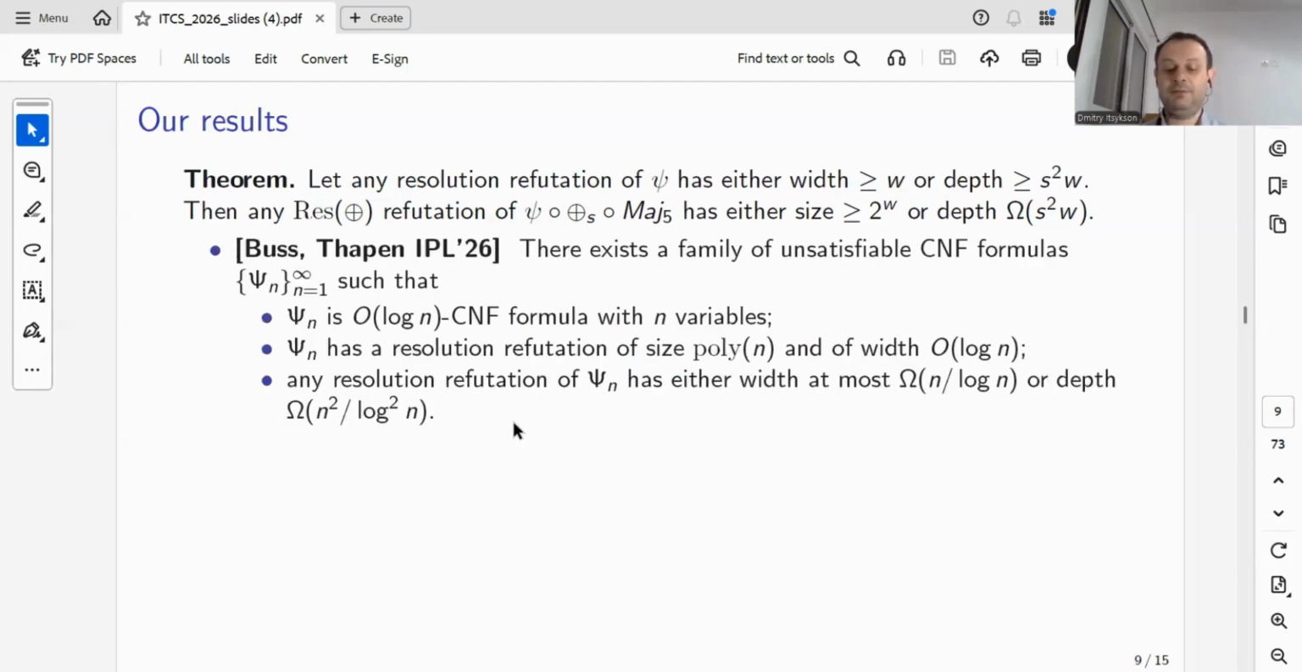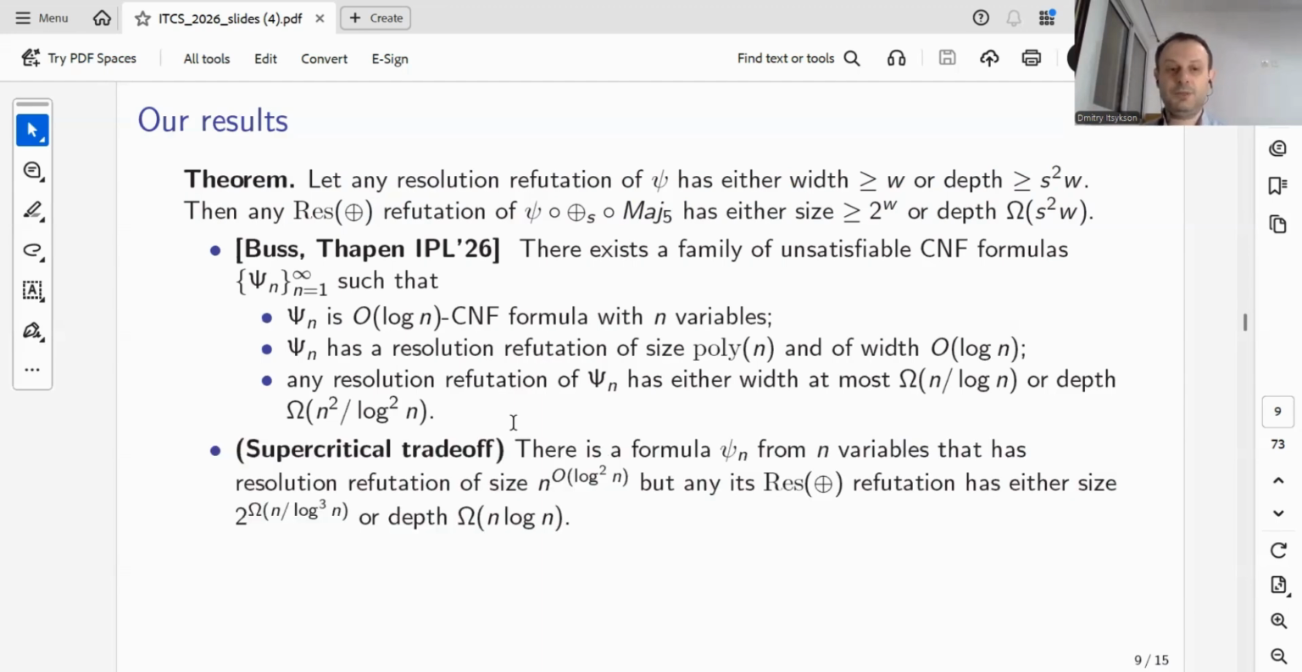Namely, they constructed a family of formulas psi sub n with n variables in O(log n)-CNF that have polynomial size resolution refutation, but any resolution refutation requires either width at least n over log n or almost quadratic depth.